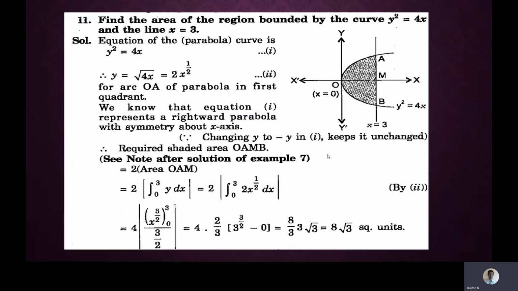Find the area of the region bounded by the curve y squared is equal to 4x and the line x is equal to 3. So y is equal to root of 4x, that means 2 root x. So this is symmetric with respect to the x-axis. So you find out 0 to 3 for the parabola, then multiply with 2. So 2 into integral 0 to 3 y dx. So 2 into integral 0 to 3 of 2x raised to 1 by 2. So 2 is a constant, then you are getting root 3, square root.